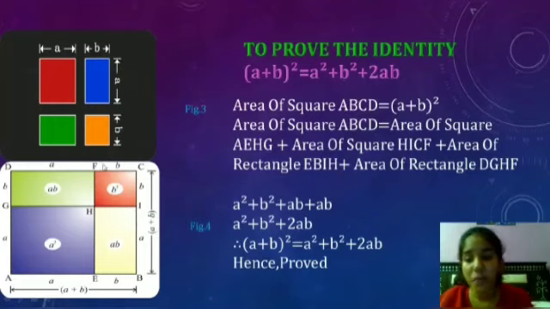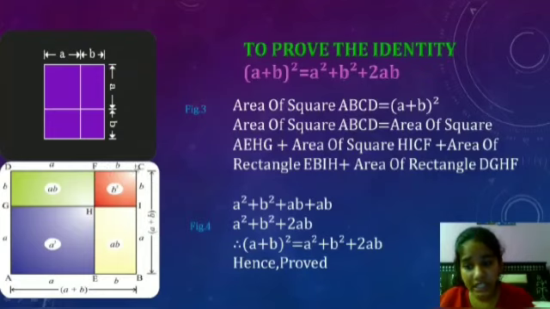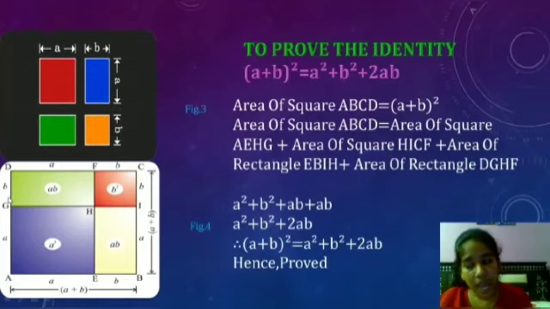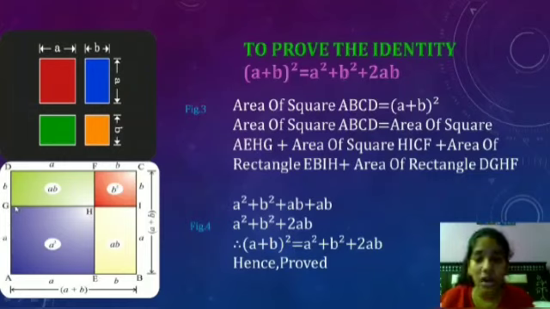Now when we mark a point F on DC, then the measure of DF will be a and the measure of FC will be b. Now when we mark point G on AD, then the measure of DG will be b and the measure of AG will be a. Now we'll find the area of all the 4 parts.